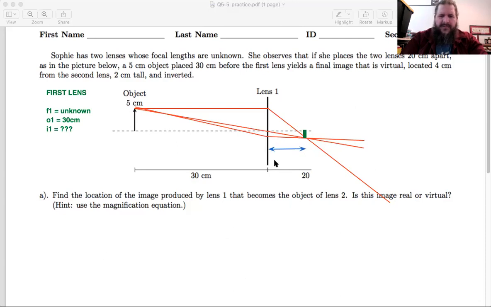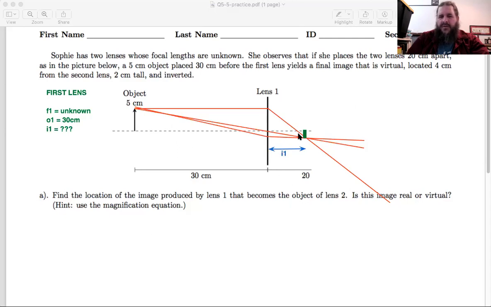What's the next thing that happens to that light? Does the light just stop there? Does the light hit somebody's eyes? Where does that light go next? Yeah, it's going to travel to lens 2.